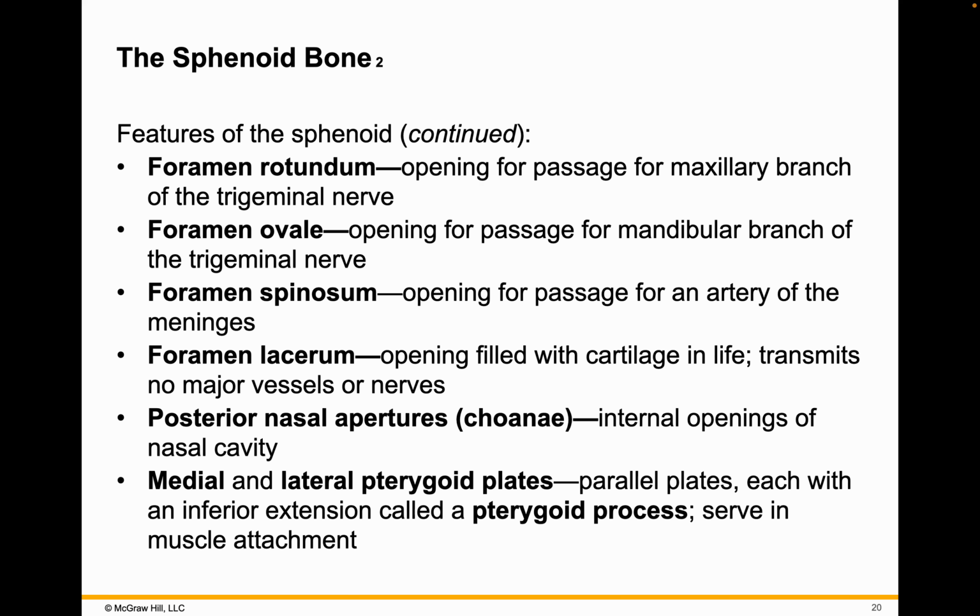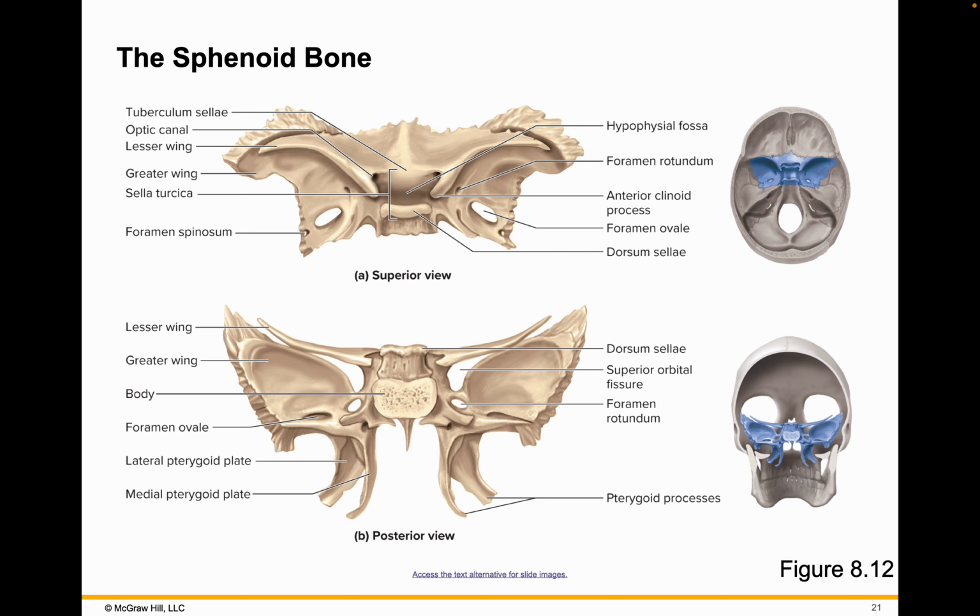And the medial and lateral pterygoid plates, which are parallel plates, each with an inferior extension called the pterygoid process, and that serves in muscle attachment. And those are all shown here. And again, listening to me for about an hour and a half is not going to get you all the information you need. Dig into your book, use your lab exercises to get a lot of this information.